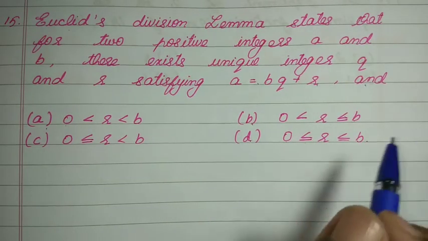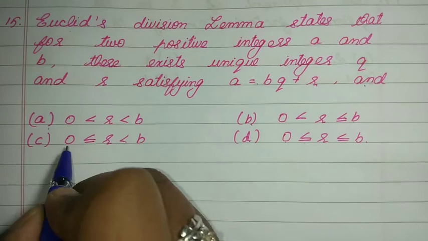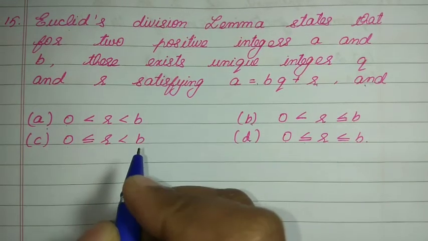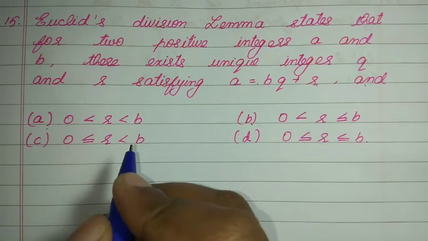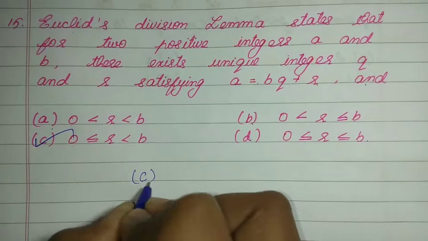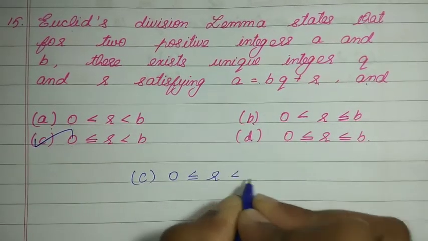So what is the condition they are asking? Okay, so we already know the condition: 0 less than or equal to r less than b. This is the condition for Euclid's division lemma. So option C is right. So our answer is option C, 0 less than or equal to r less than b.